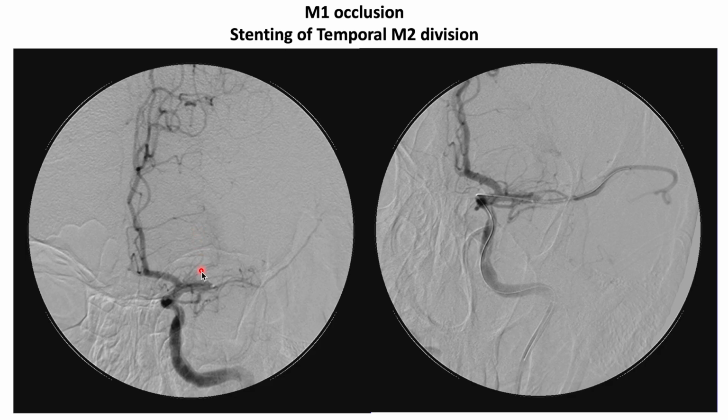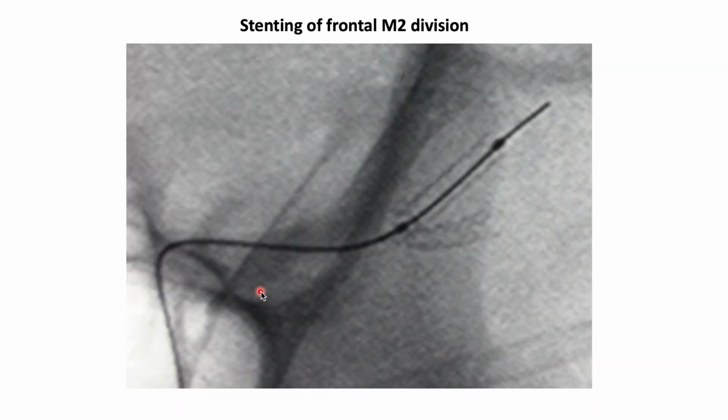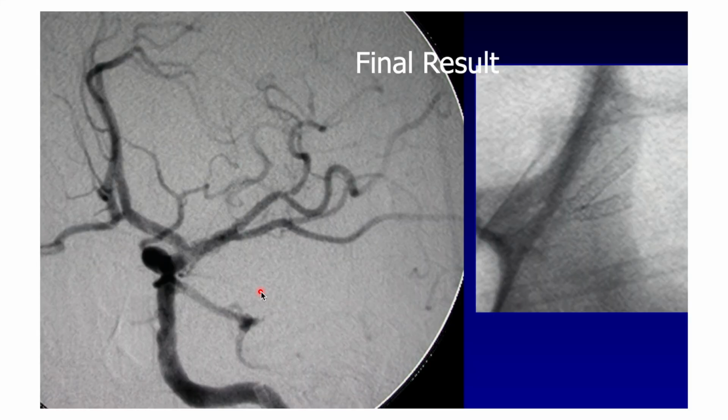So this is another case of M1 distal occlusion, and it had recoil of both the divisions, M2 divisions, despite repeated balloon inflations, and finally it was decided to stent. And like interventional cardiologists doing bifurcation stenting, if you look at this one, this is also a bifurcation stenting.